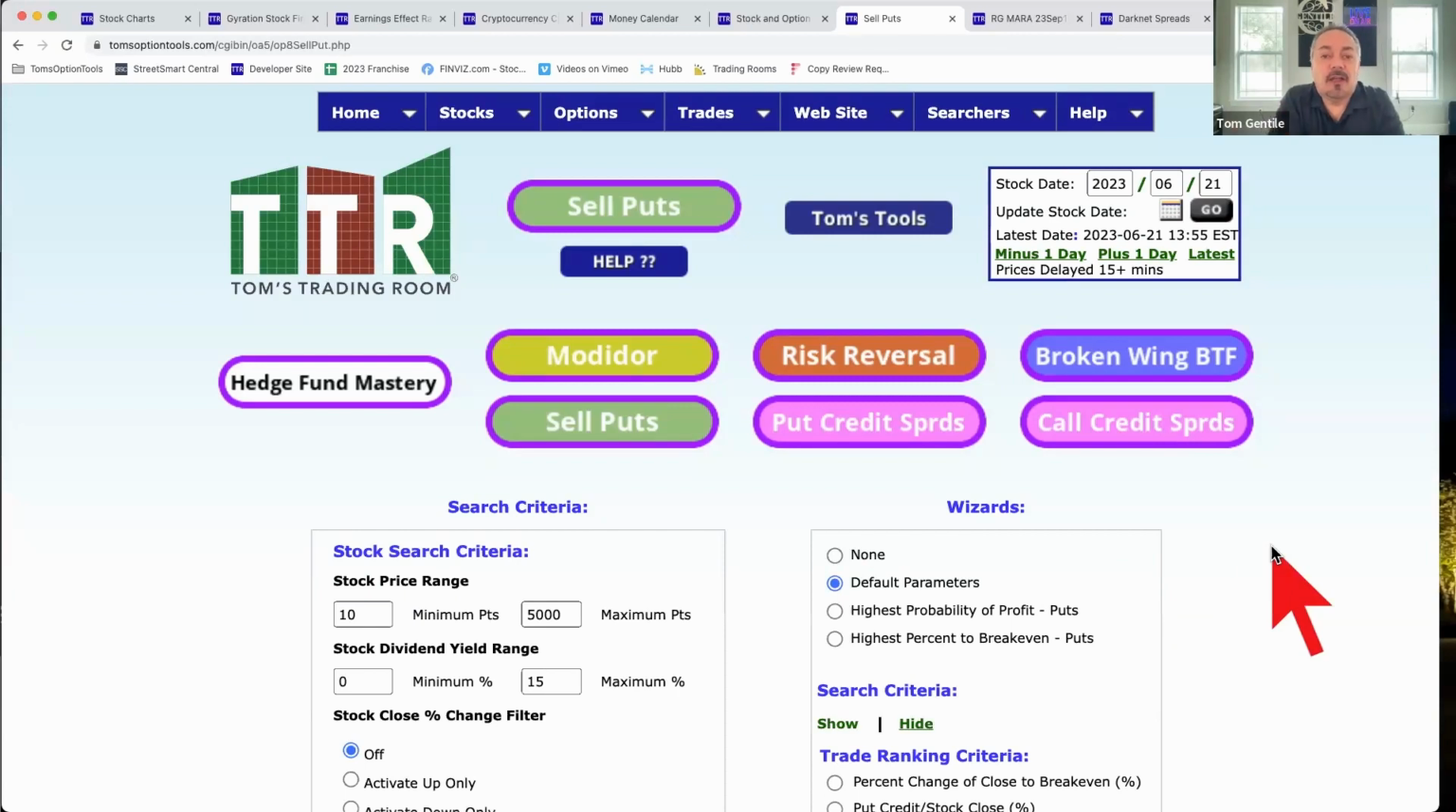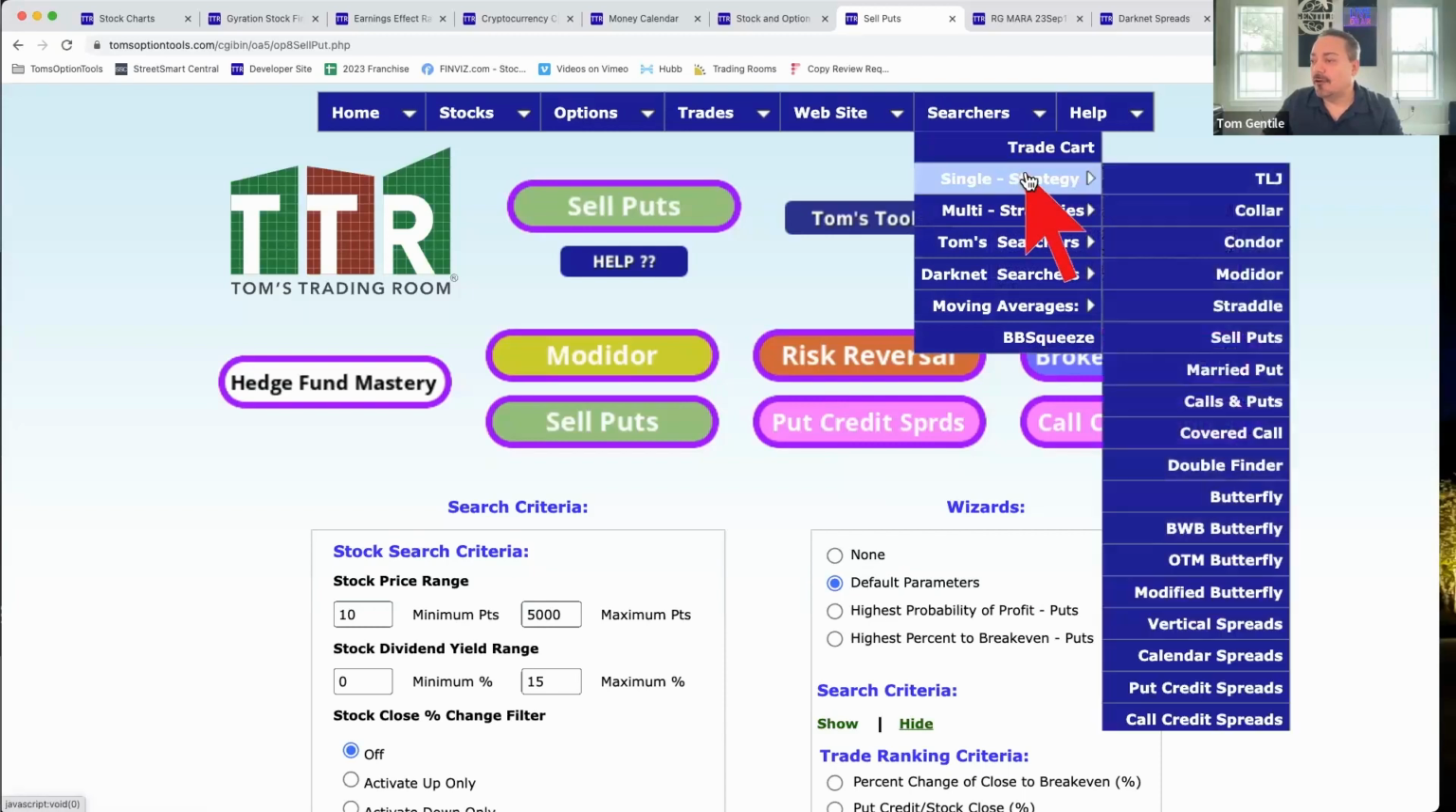Anyone in here trade butterflies? A lot of us. Oh, I found something. All right, so let's take a look at some butterfly trades. In our searchers, in our single strategy, I have butterflies. We have four different butterfly searchers: a butterfly searcher, a broken wing, an out of the money, and modifieds. Each of them has different characteristics.